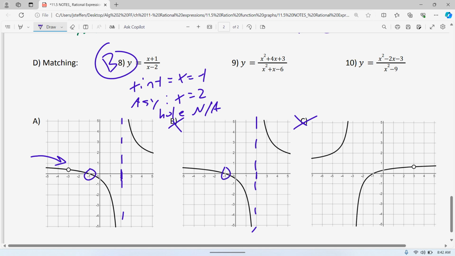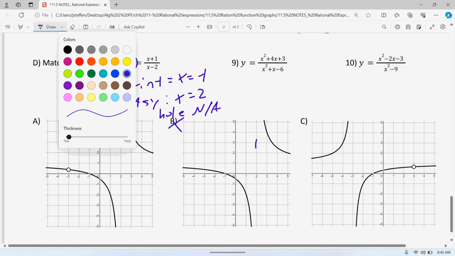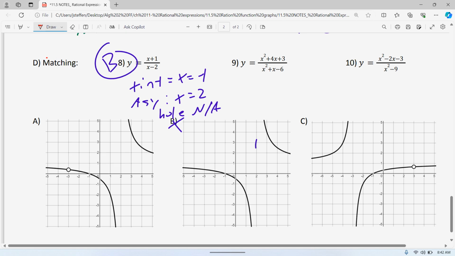I'm going to kind of erase some of this just so we have a little more room. Number 9, and I should have given you more room. Sorry that I was kind of running low on room. But you factor first, so x plus 1, x plus 3. Factors of 3 that add up to 4. And the next one is x plus 3 times x minus 2.